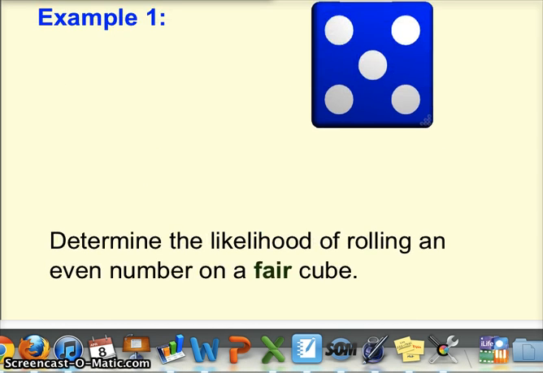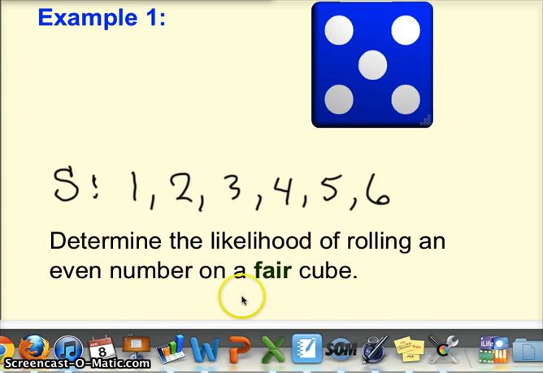So let's first take a look at what could happen if we roll this dice. That's called the sample space. So I'm just going to call that capital S. And I'm going to list out all the things that could happen if I roll this number cube. I could roll a 1, I could roll a 2, a 3, a 4, a 5, or a 6. So now if I wanted to determine the likelihood of rolling an even number on this cube, then all I have to do is figure out how many even numbers there are.